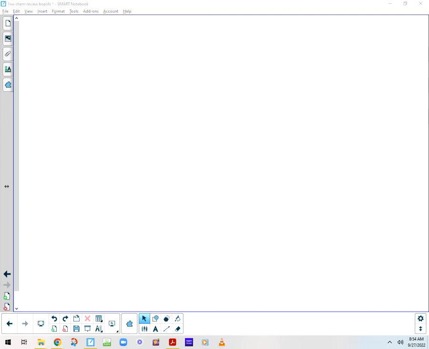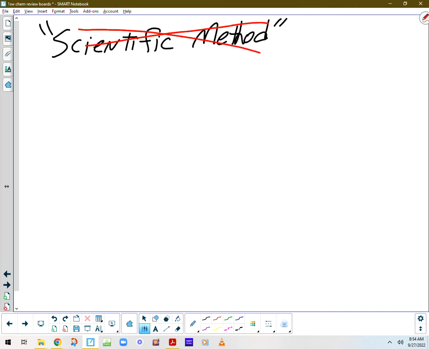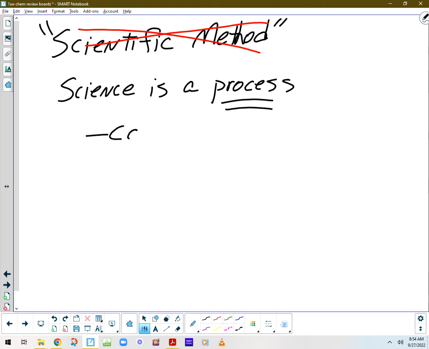The big stuff you really need to know as far as experimental design. You just need to know, first of all, that science does not follow a single method. There's not a single point A to point B way that science works. Science is a process. It is a continual process.